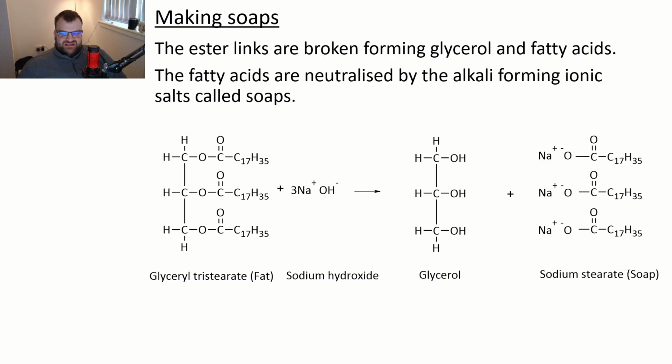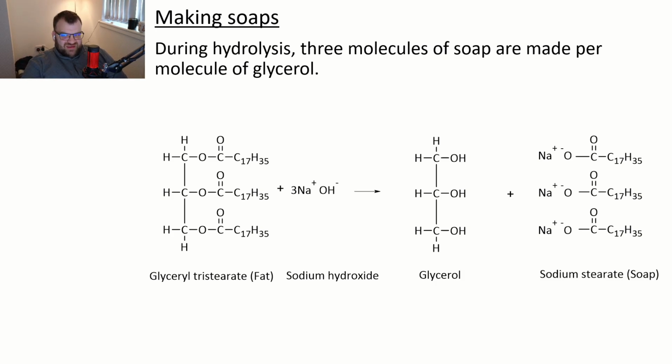A way of recognising the soap molecules is you're looking for something that looks very similar to the C=O-OH of a carboxylic acid, but we've replaced the hydrogen with a metal ion. We make 3 molecules of soap for every 1 molecule of glycerol, in the same way as making fats and oils, we have 1 glycerol and 3 fatty acids join on to it.